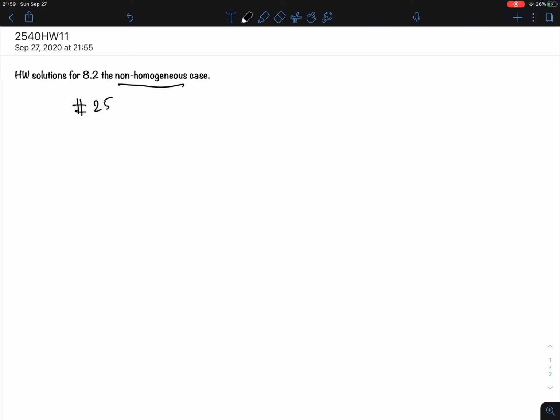Number 25, we had a recurrence relation a_n is 2a_{n-1} plus n plus 5. Now they helped us out, but let's ignore them, and we're going to do it our own way. So I'm just going to solve this recurrence relation, and they also say in 25c have an initial condition a_0 is 4.